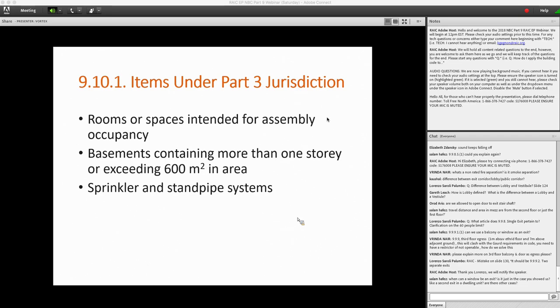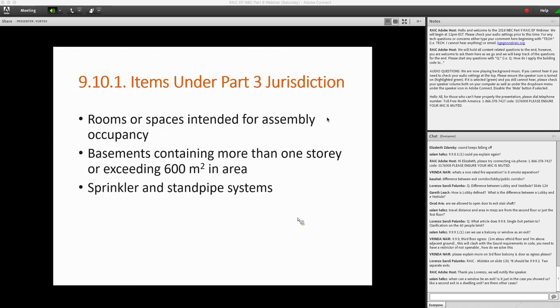Okay, so even though we are looking at Part 9 under fire protection, certain items are referenced back to Part 3 of the code. So Part 9 of the code is obviously not applicable to assembly occupancies. So if you have an assembly occupancy, you have to go to Part 3 to check for the requirements for fire protection. Okay. Part 9 of the code is also not applicable to basements that contain more than one story or basements that exceed 600 square meters in area.